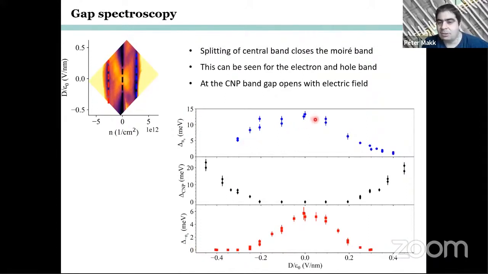And what you can see is that with the displacement field, you start to close these gaps. This is also shown here. And the other one, the black one at the charge neutrality point, you start to open them with the displacement field. Okay, this is what you expected from the calculation, and it also matches what other people have shown.